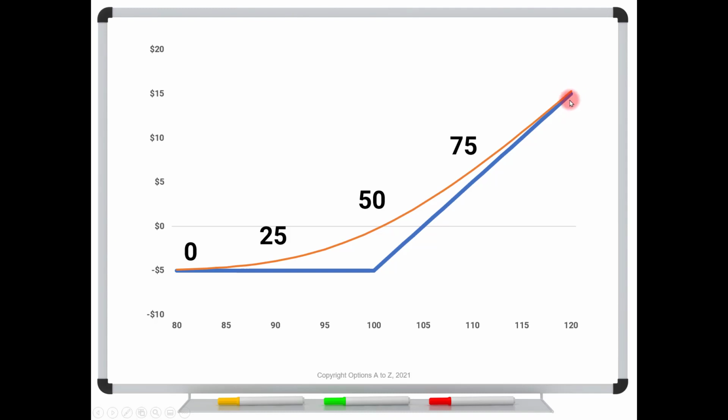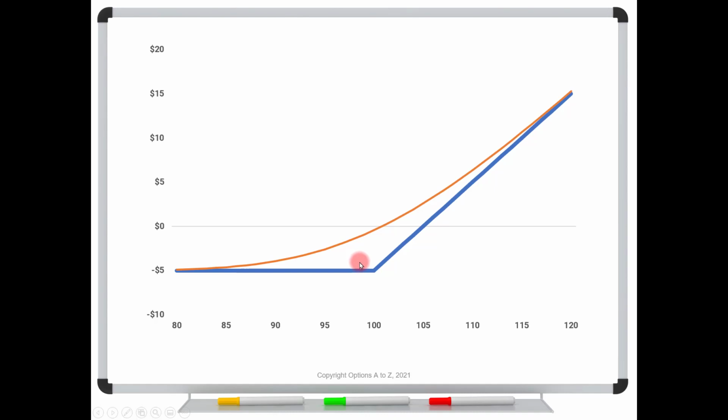See how that orange line and the blue are running virtually parallel? Almost the same, can't really tell them apart. That's when you're delta 1. Now as time moves, this orange line moves towards the blue, because the difference between the orange and the blue line is the time value.